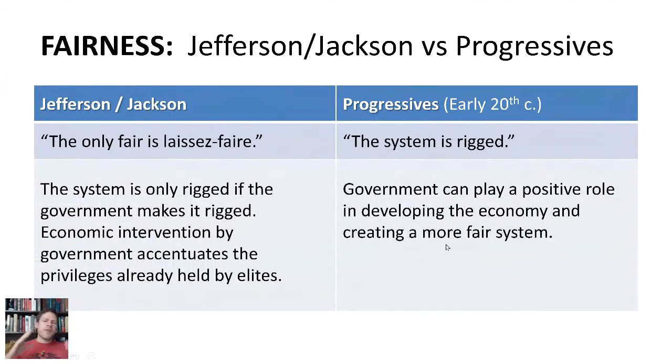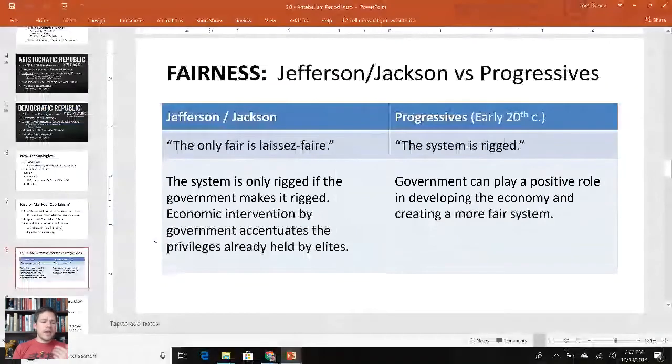And we see the beginning of the second two-party system. Basically Jeffersonian ideas about the role of government in the economy, and then Hamiltonian ideas about expanding business. The idea later on, we'll see from the progressives, is that government can play a positive role in creating a more fair system. But at this time, the Jeffersonian, Jacksonian kind of laissez-faire mentality is that when government gets involved in the economy, it accentuates the privileges already held by elites.